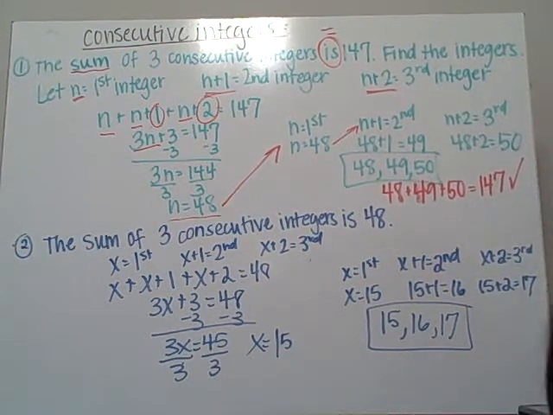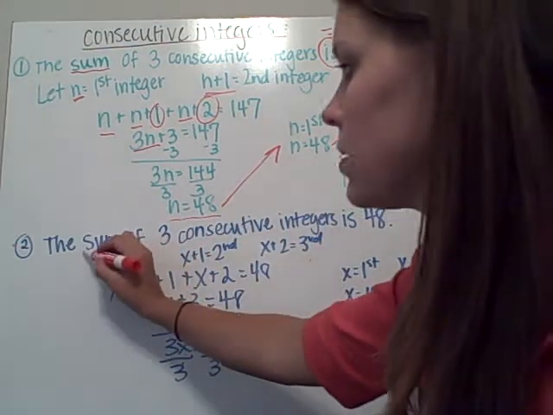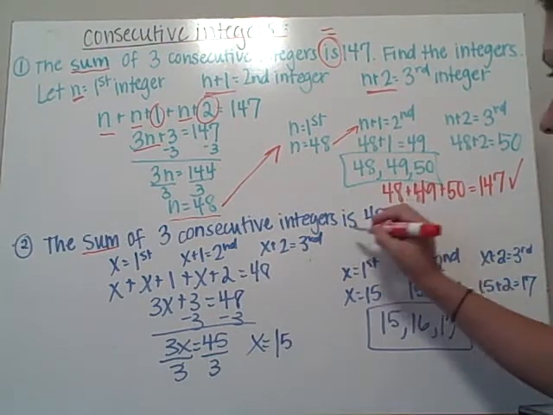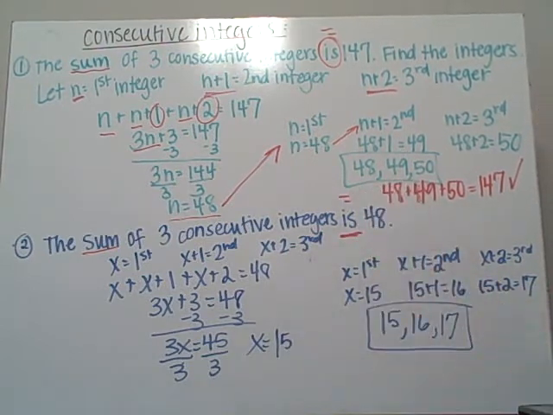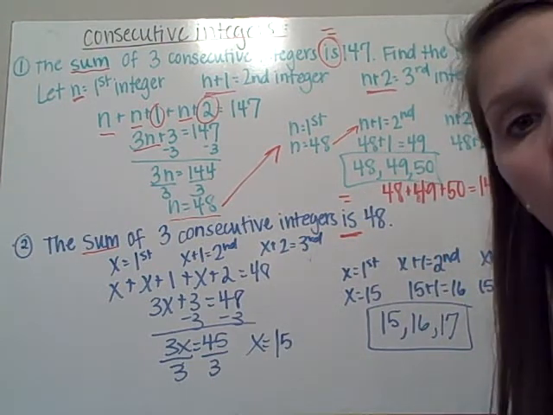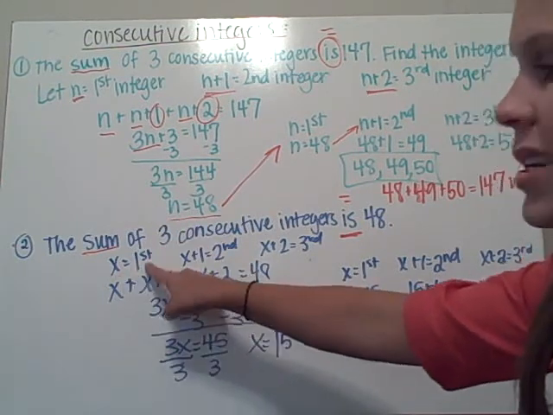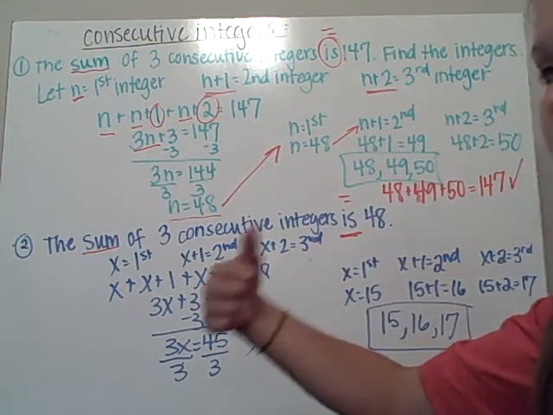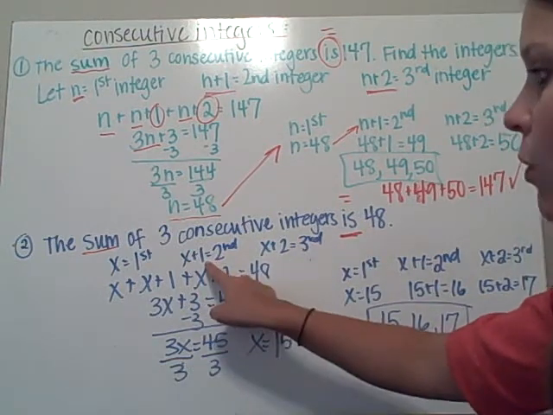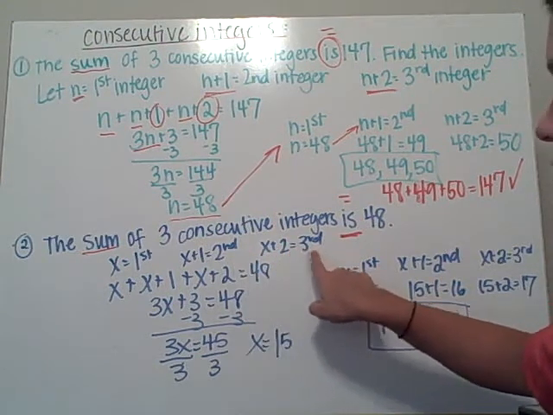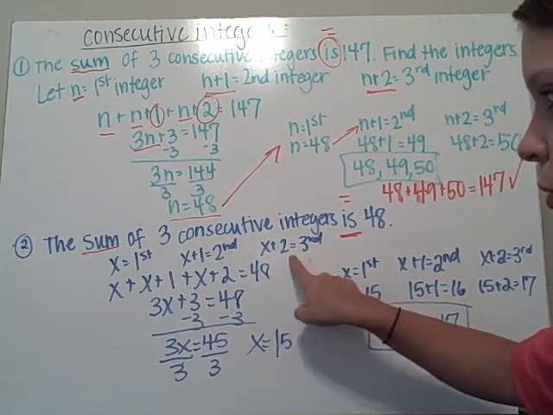So we are correct. Let's look at another one. The sum, meaning add, of 3 consecutive integers is, meaning equals, 48. We're going to define our variable just like we did in the previous example. So x I'm going to represent as my first integer. To get to the second integer, we add 1. So we have x plus 1 gives me the second integer. The third integer is x plus 2.